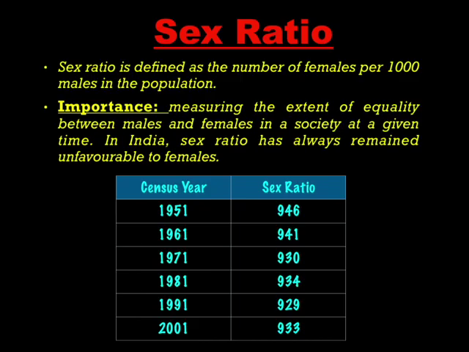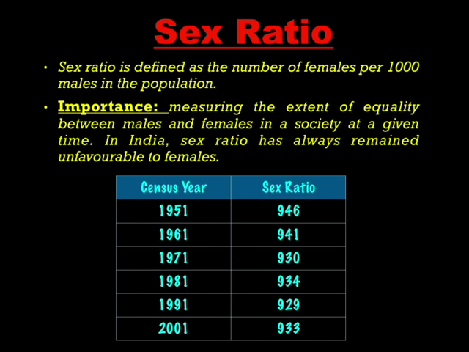The next topic is sex ratio. The sex ratio is defined as the number of females per 1000 males in the population. What is the importance of this sex ratio? It measures the extent of equality between males and females in a society at a given time. In India, the sex ratio has always remained unfavorable to females. That means the female number is always less than the male number in Indian society.